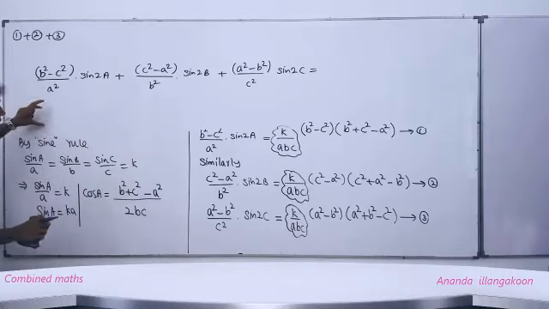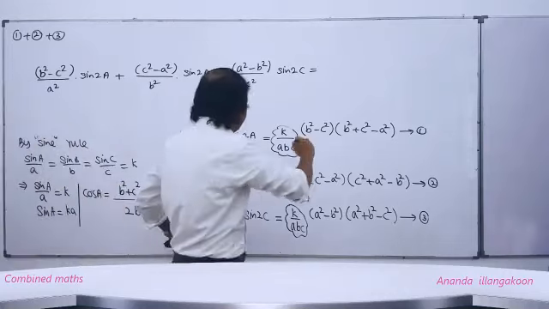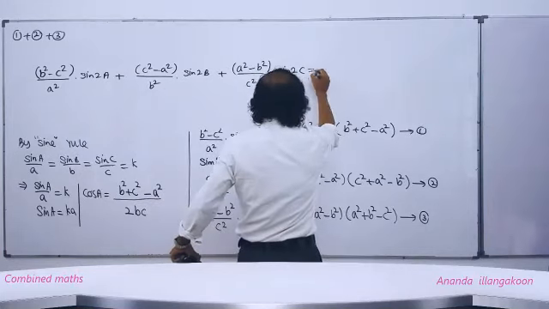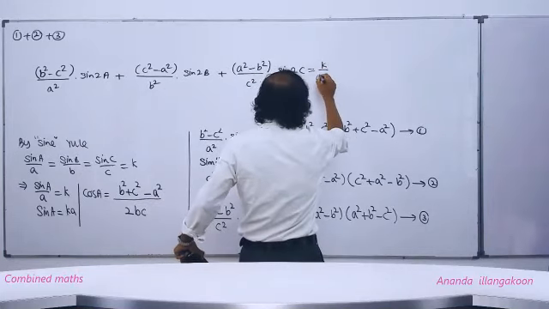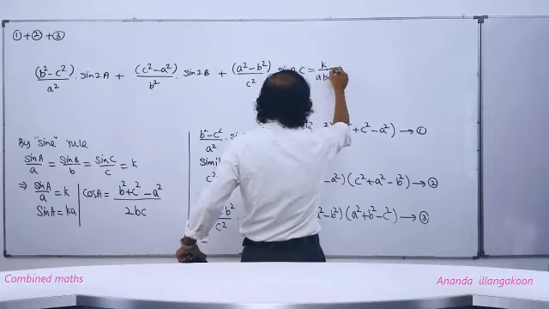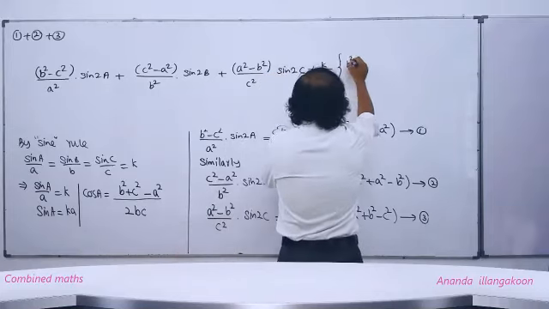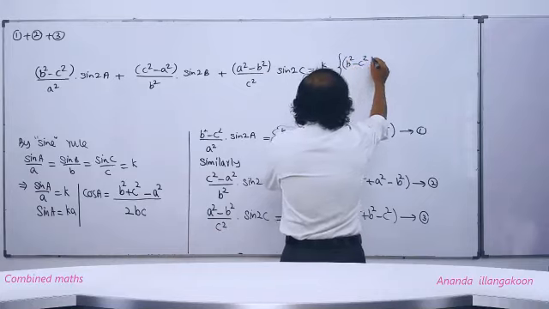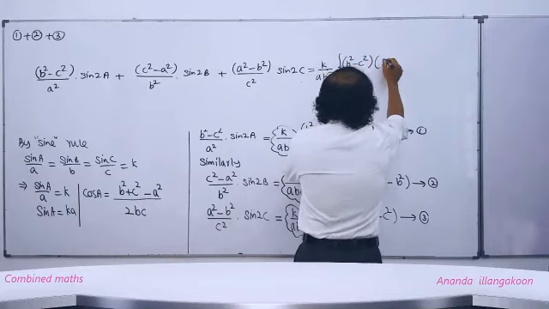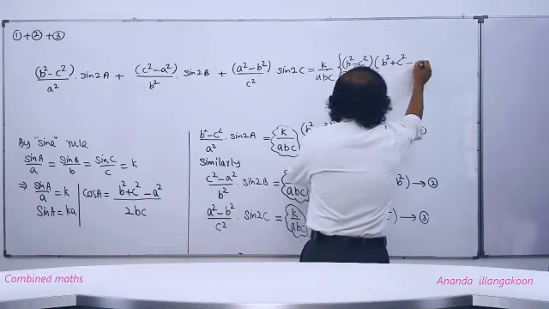Well, I'm going to write that here. I don't have enough space. Right, I can write it. Yeah, it is K upon ABC here. I took that out. Then we have here this b squared minus c squared, b squared plus c squared minus a squared.